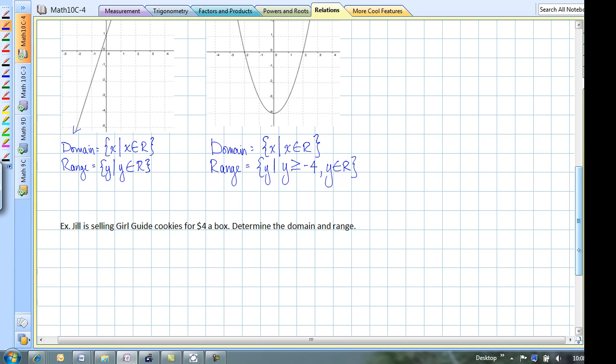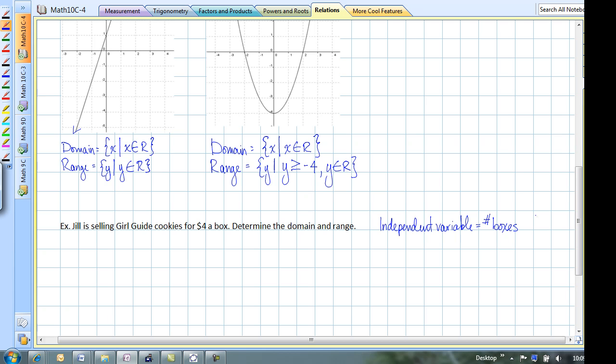Let's take a look at a word problem. So we know that word problems could probably also be graphed as well. If you're looking at a situation where Jill is selling Girl Guide cookies for $4 a box, determine the domain and range. Well, first off, we need to think about what would be our independent or our first set of values. So our independent variable will be the number of boxes she sells.